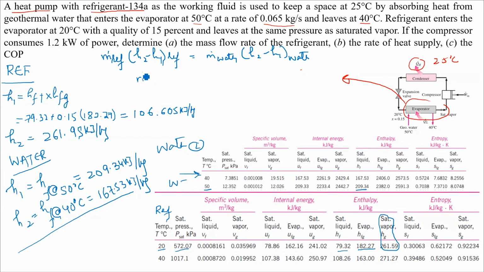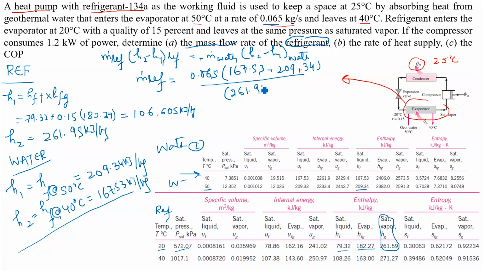Now you have to find out the mass flow rate of the refrigerant. This is what you have to find out. So the mass flow rate of the refrigerant is the mass flow rate of water, which is 0.065, multiplied by the enthalpy difference of water, 167.53 minus 209.34, divided by H2 minus H1 for the refrigerant, which is 261.95 minus 106.6605. So what is the mass flow rate of the refrigerant?